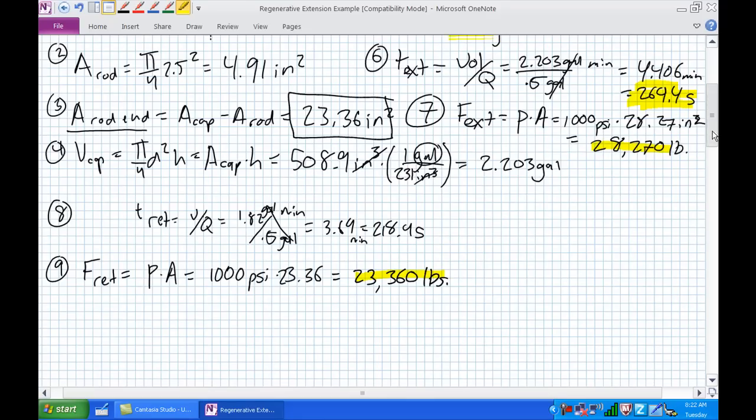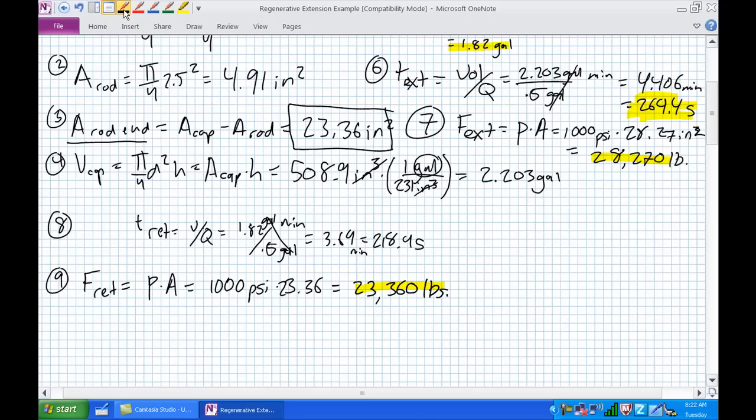Okay? So now, here comes the fun part. Time for regenerative extension. What is regenerative extension?